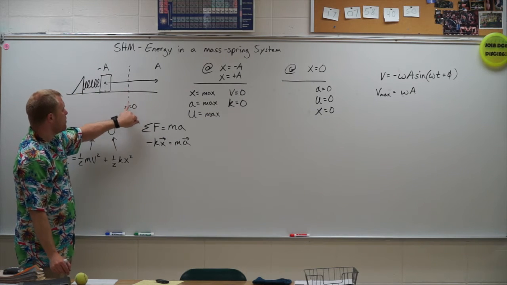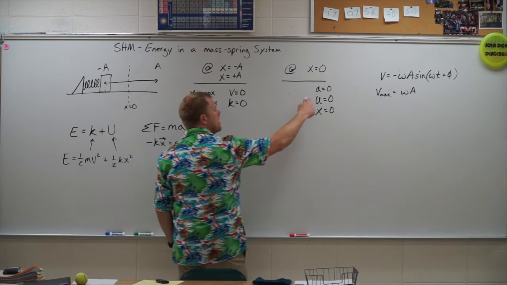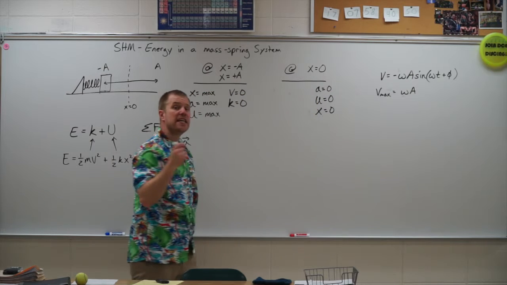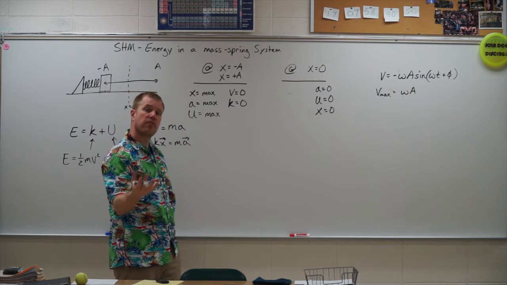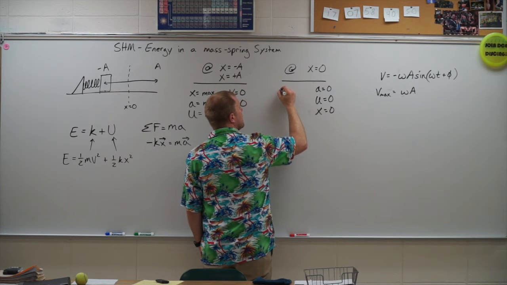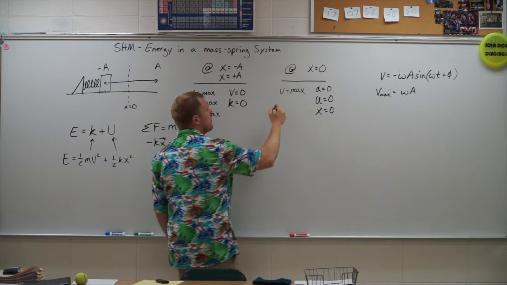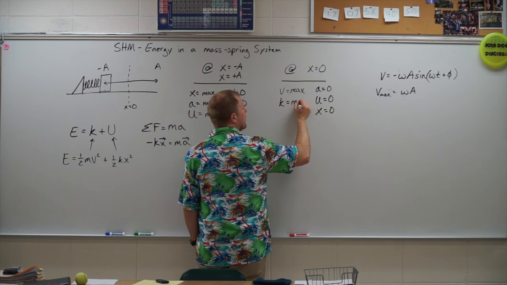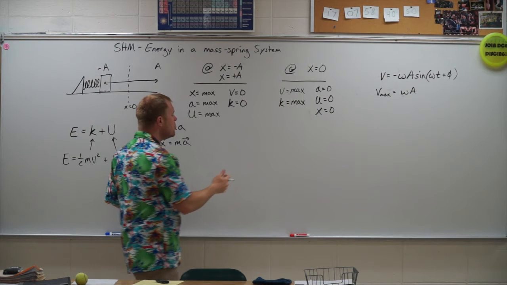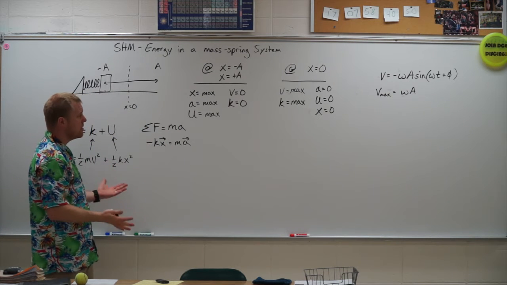And if I think about the point x equals 0 over here, a is equal to 0. So dv/dt, the derivative of velocity, is equal to 0. That means at that location, the velocity is a maximum. And if my velocity is a maximum, that means my kinetic energy is also a maximum. So these two points have some interesting maximums and minimums.